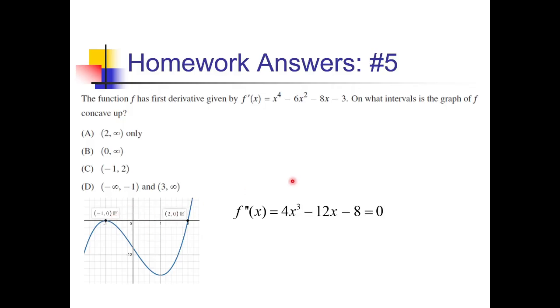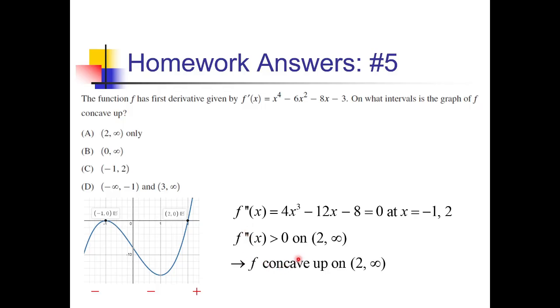I see that -1 and 2 are my critical values, and I can use the graph here just to do some sign analysis. So until I get to -1, f double prime is negative. It's still negative after I get to -1, still below the x-axis, and then it's positive after I get to 2. So since f double prime is greater than 0 from 2 to infinity, that's telling us that f itself is going to be concave up from 2 to infinity, which is going to give us choice A.